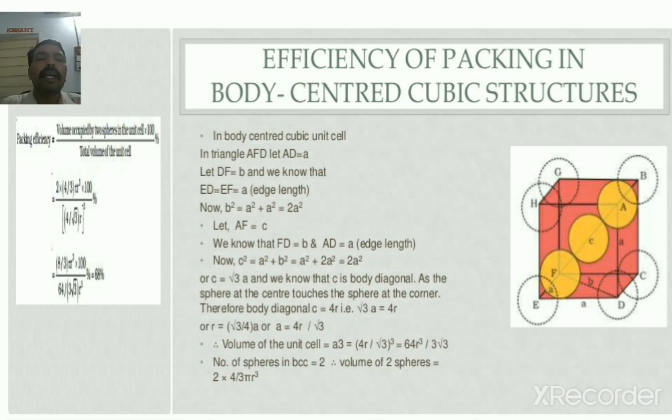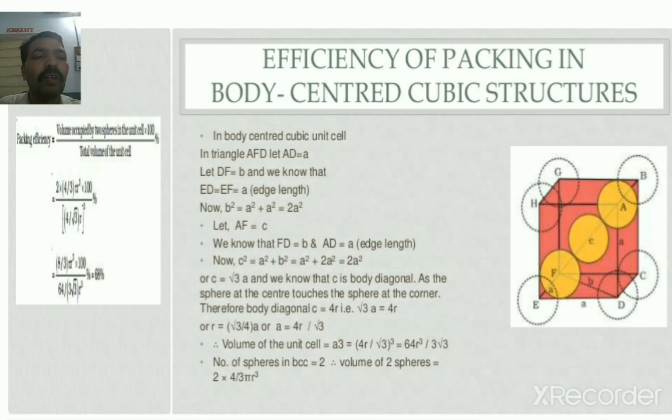Now, packing efficiency in body centered cubic, BCC, arrangement. In BCC arrangement, the constituent particles are present at the corners of the cube and at the center of the cube. In the given cube, EFD is a right angle triangle, FD is the diagonal, EF is the edge length, and ED is also the edge length. Consider that in the body centered cubic lattice, the edge length is a picometers.